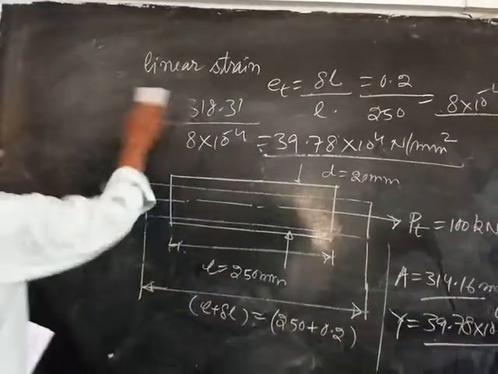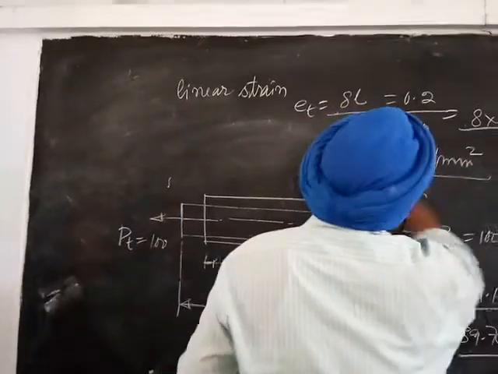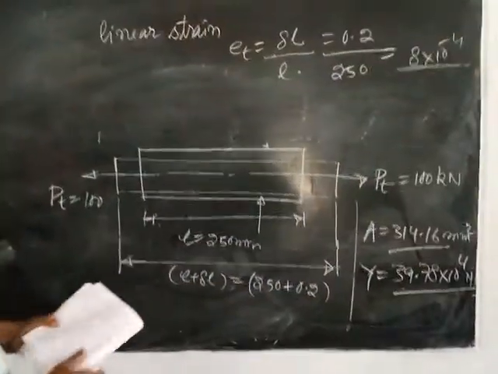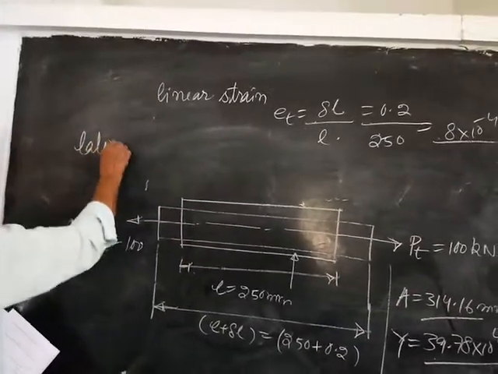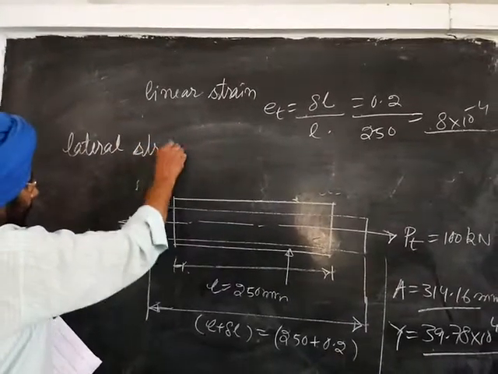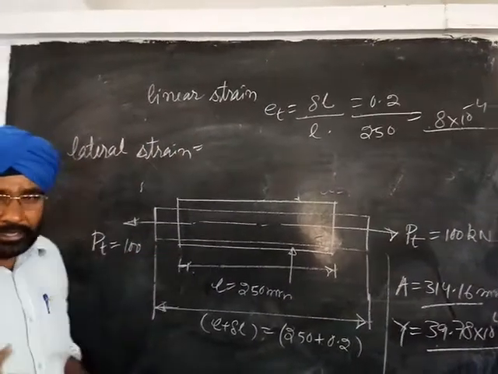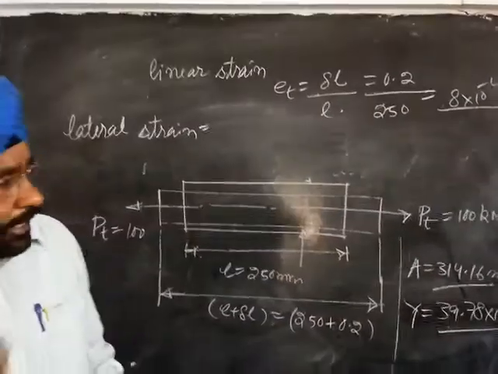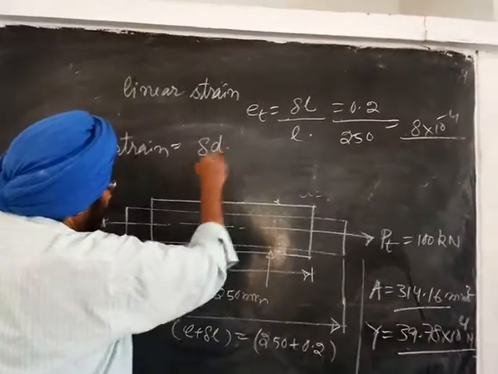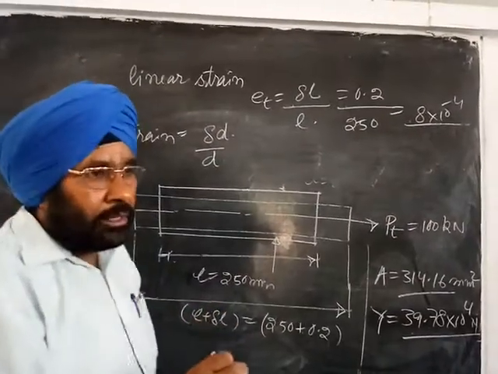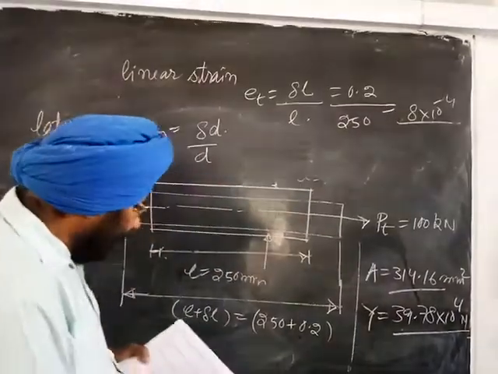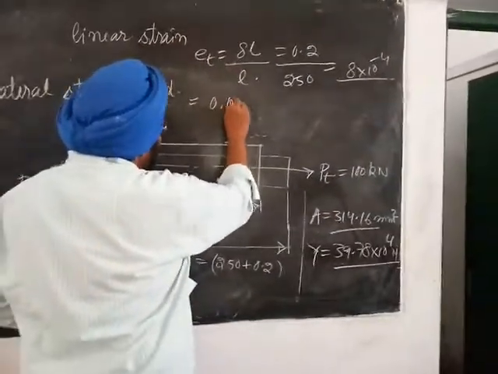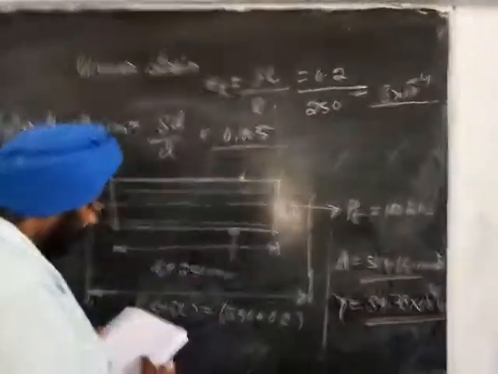Linear strain we have calculated, it is 8 into 10 raised to the power minus 4. So then lateral strain. Lateral strain is also called transverse strain. It is the ratio of change in diameter upon original diameter, delta d upon d. Due to tensile load, the diameter of the rod will decrease. So delta d, the contraction in diameter, is given to us as 0.005 and original diameter 20.